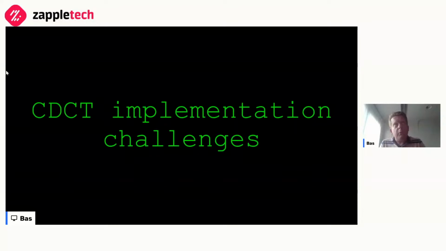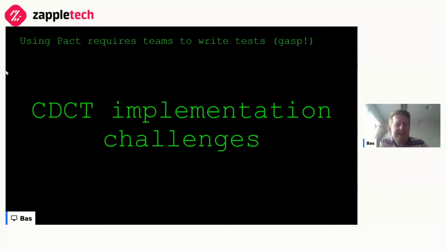But what I've shown you just now is not the traditional way, but the consumer-driven way of doing contract testing. But it has some implementation challenges. First of all, it requires teams to write tests. As you see, it's only when tests are run that the contracts are generated.